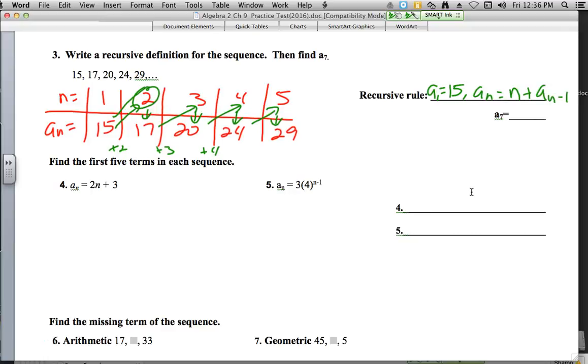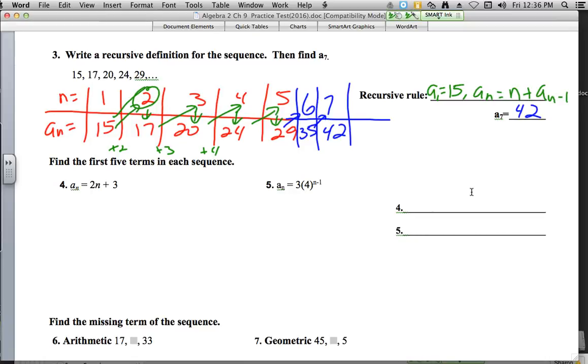So that's all notation right there for that recursive formula. You have to use n, which is the number of the term, plus the previous term. Now, if I want the seventh term, because this is recursive, it'd be easiest just to continue on with my table and say, all right, 29 plus 6, that's going to be 35. 35 plus 7, that's going to give me 42. And that's because this is recursive. We have to continue on with the pattern in order to get those next numbers.